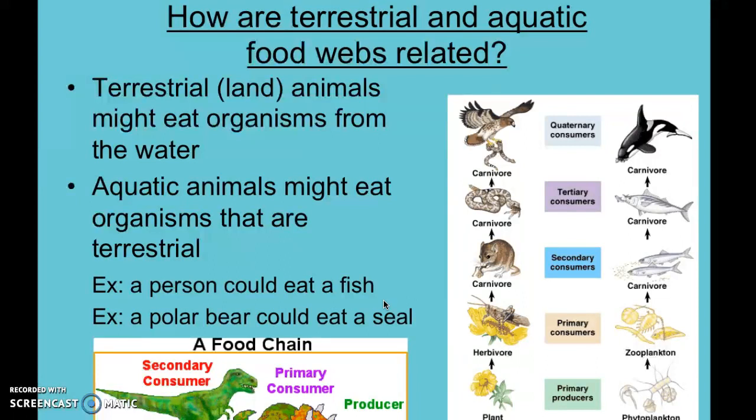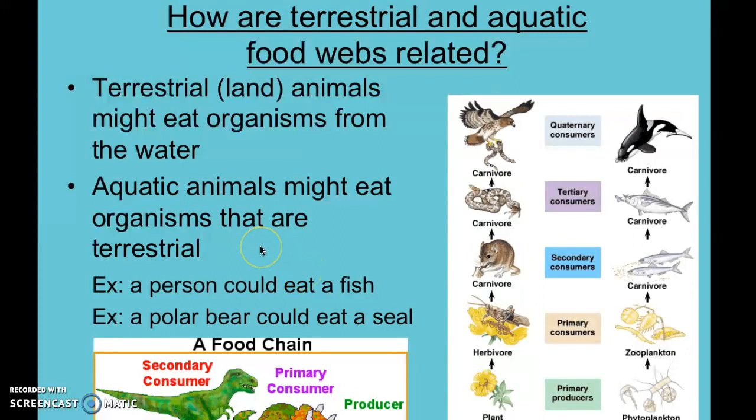So an example where you might see that on your EOG is to be given some different examples and for you to pick out which one is most appropriate. And you might have some distractors that are incorrect answers. Like, for example, you may see as an incorrect answer a person eating coral. Well, I've never eaten coral. I don't know about you. Coral is generally going to be hard. It's found on the bottom of the ocean, and it's not going to be a tasty treat.